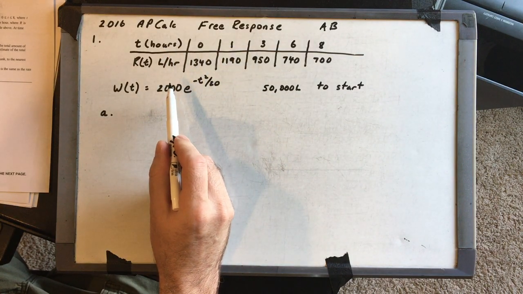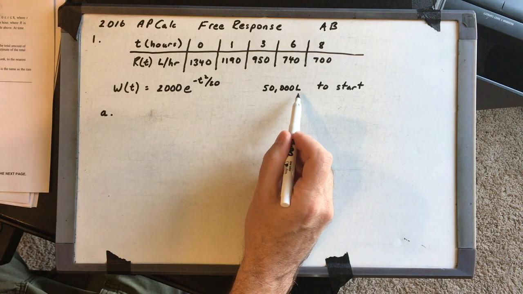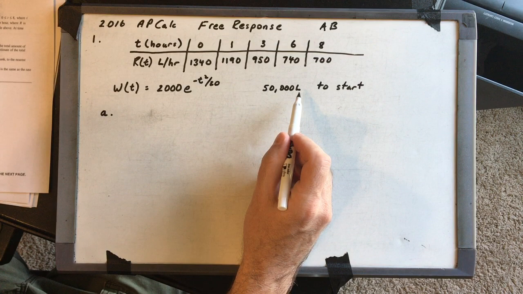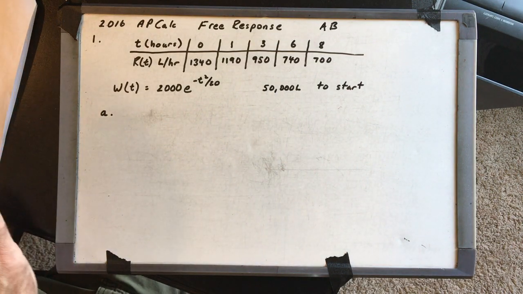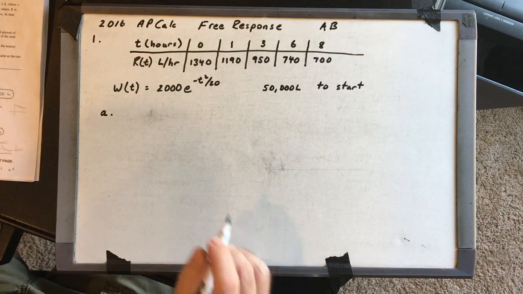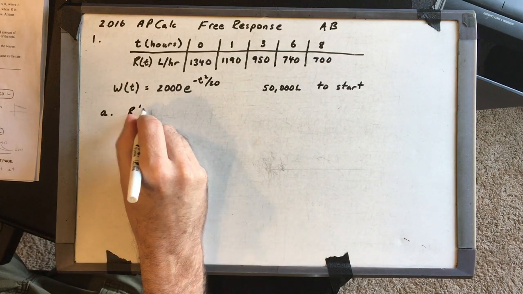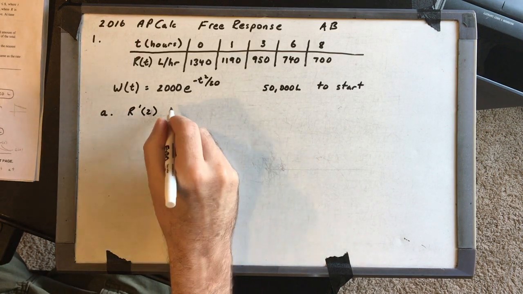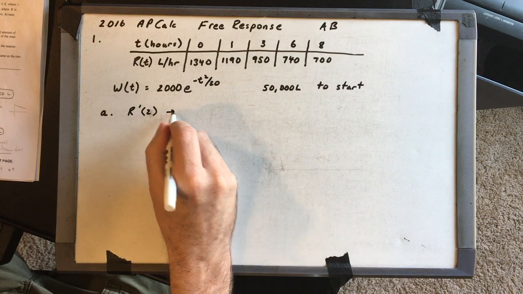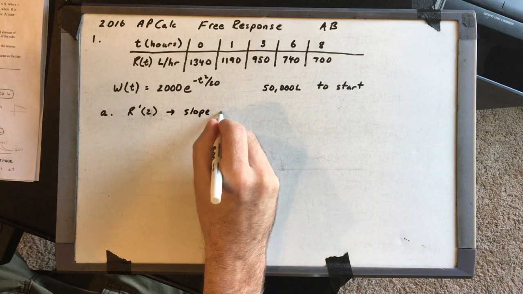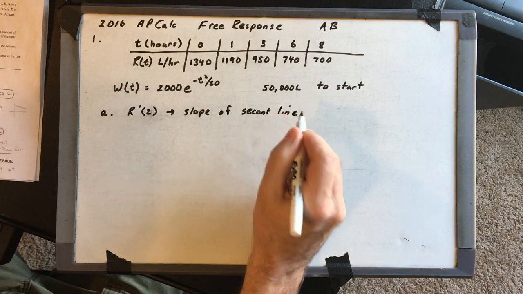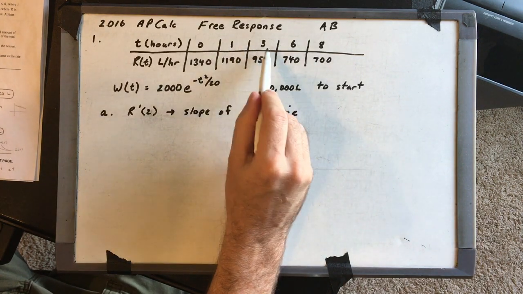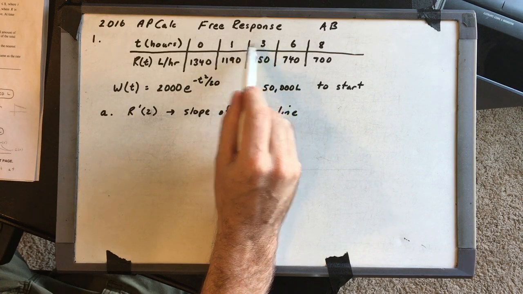Okay, so at time t equals 0, there's 50,000 liters in the tank. Part A says to estimate R prime of 2, and you've got to show your work. All right, an estimate would be the slope of the secant line. And the values you would want to pick are the ones around 2, so from 3 to 1.